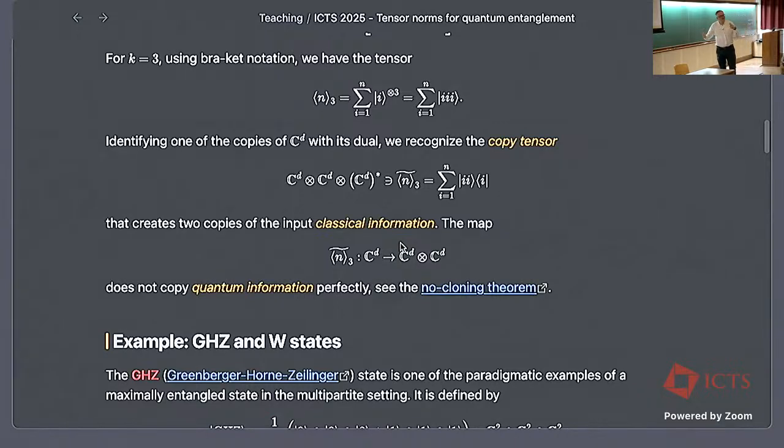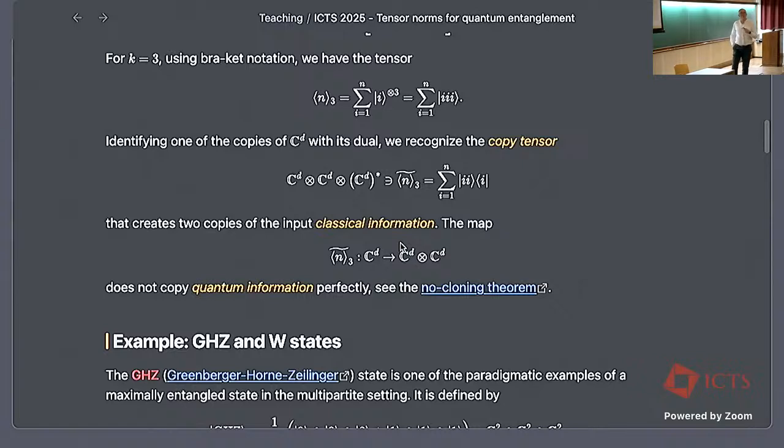But now if you play this game of sometimes seeing tensors as linear maps using this duality, with this N3, I can put a star on one of the C^d's and say that this C^d star is the same as C^d using this scalar product identification. So basically, I'm taking this last tensor factor and flipping it, changing it from a vector to a linear form, from a ket to a bra. So I get this N3 tilde.